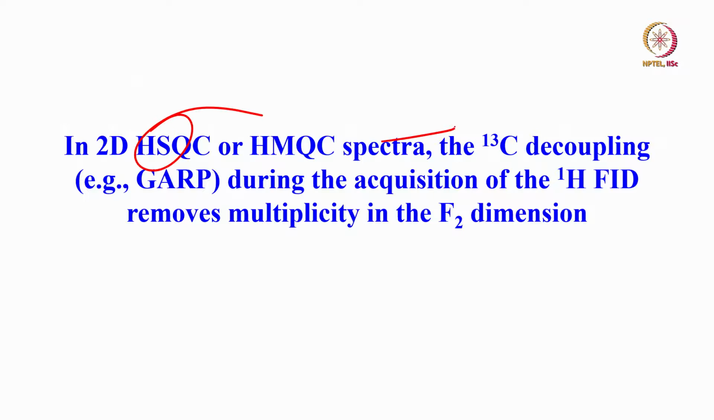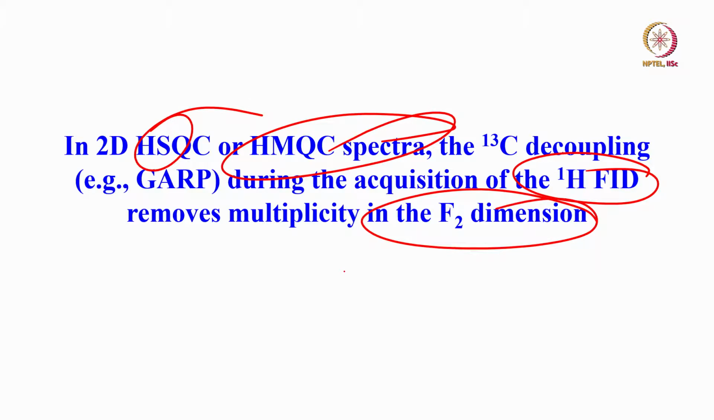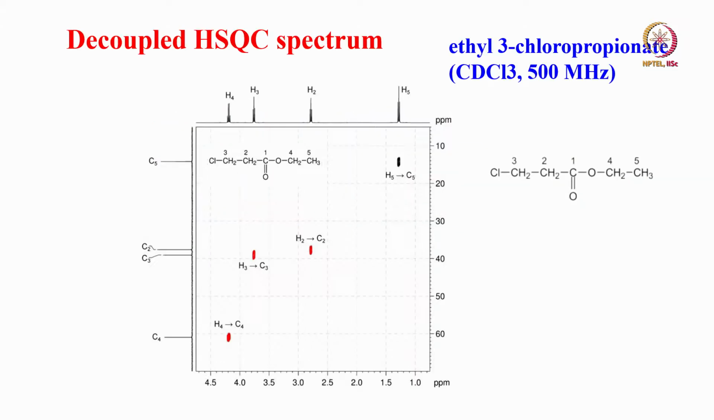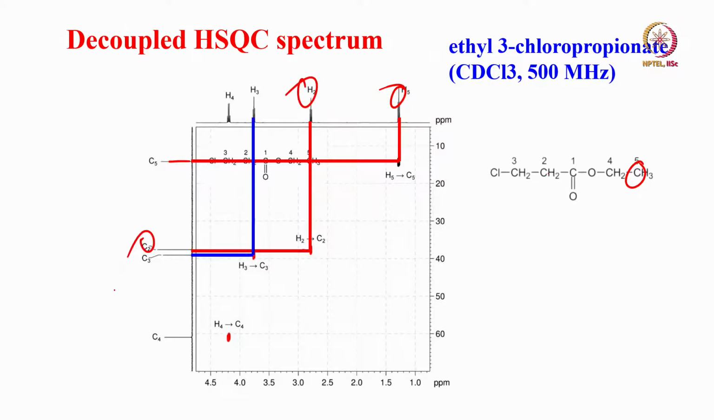So in 2D HSQC and HMQC spectra, the carbon 13 decoupling during acquisition of the FID removes multiplicity in the F1 dimension. In the F2 dimension you will get a singlet. So in fact in both the dimensions one can do the decoupling and you get a fully decoupled spectrum where direct correlation is possible. Look at this one. Here proton 5 is correlated to carbon 5. Here carbon 2 is correlated to proton 2. Here carbon 3 is correlated to proton 3. Carbon 4 is correlated to proton 4. This is a decoupled HSQC. So direct correlation, no couplings, no messy things are available here.